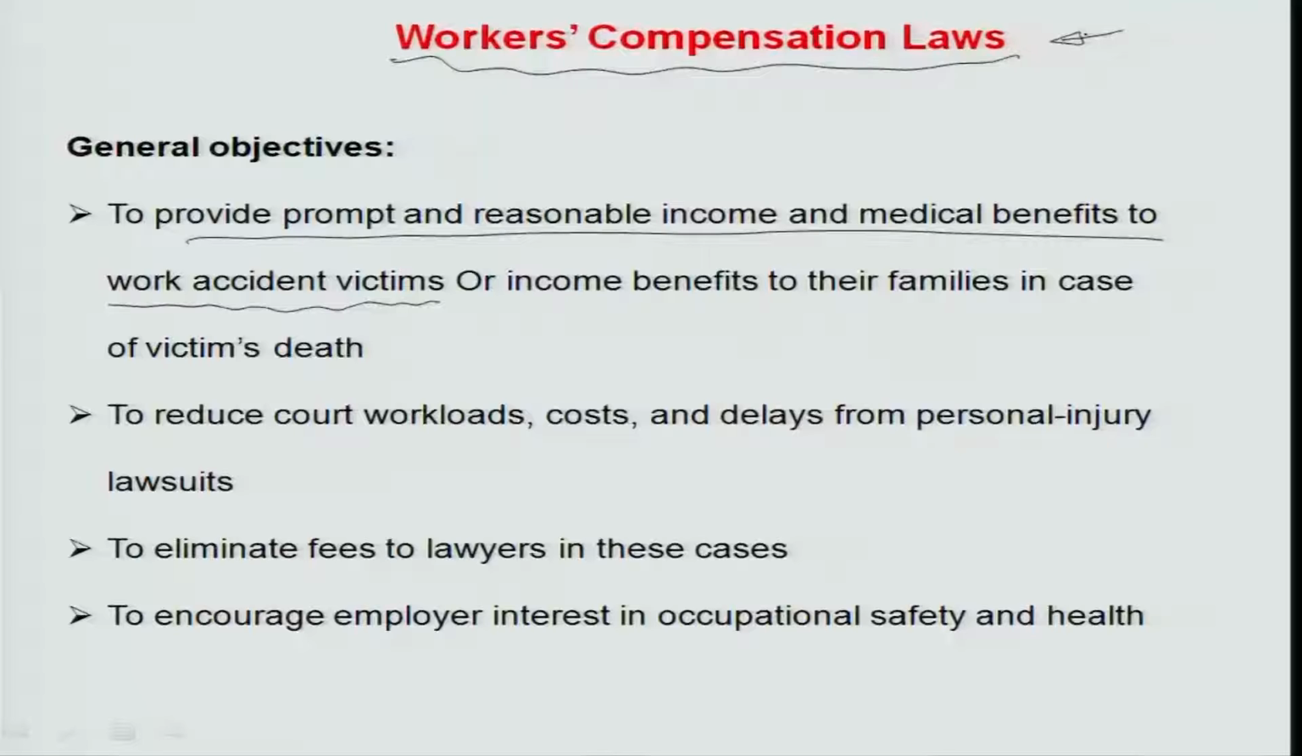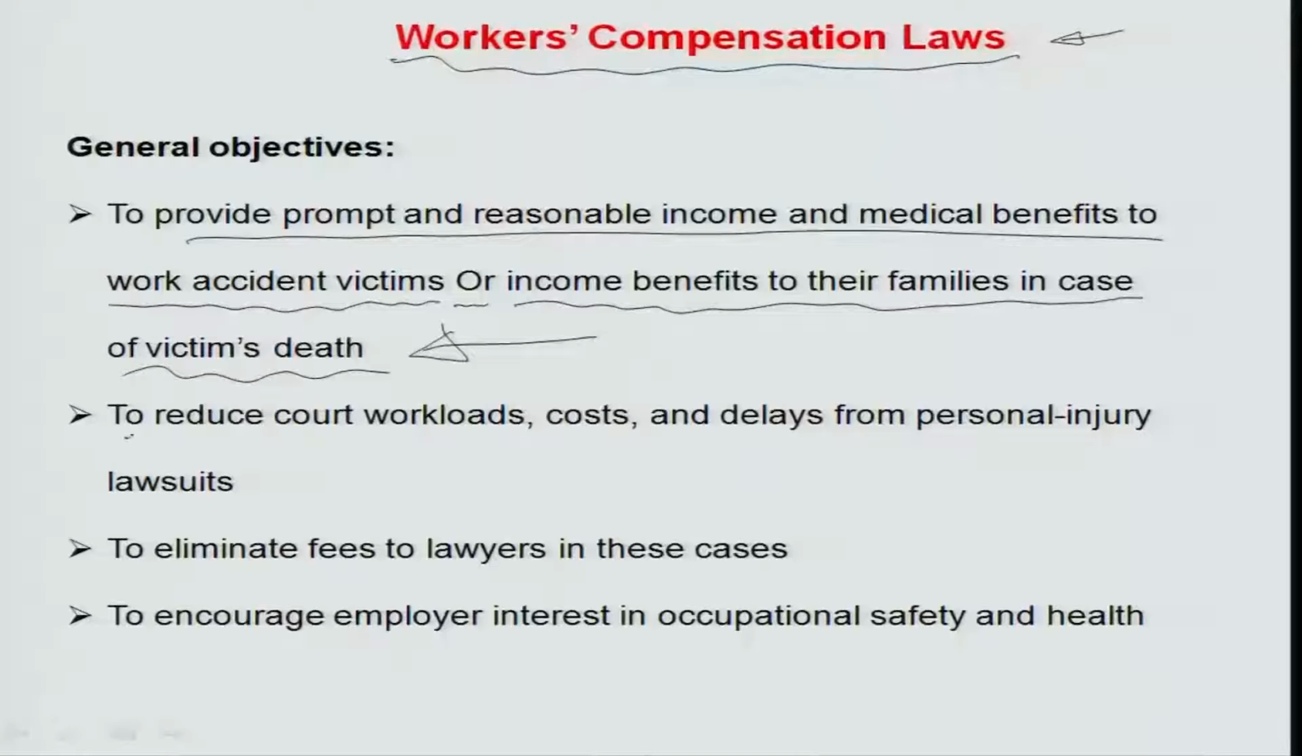So, to provide prompt and reasonable income and medical benefits to work victims, or even income benefits to families in case of the victim's death, is a general objective behind how to compensate. Although life losses really cannot be compensated in the literal meaning of it, there has to be a method in place so that such compensations may not impose unnecessary pressure on the family or the stakeholders who are dependent on the human being who has met this fatality or accident.